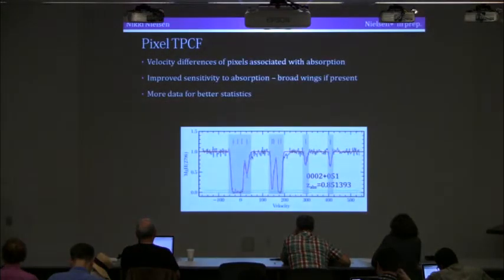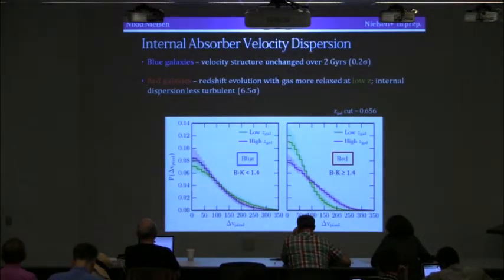I mentioned a TPCF earlier. We use a slightly different version where, instead of the cloud velocities, we take all of the pixels in here and take pairs of pixels and do the velocity separations there. This gives us better sensitivity to the absorption, so if there are long wings in the absorption, we'll get those, and then we get more pairs for better statistics. So here are the TPCFs for the internal absorber velocity dispersion.